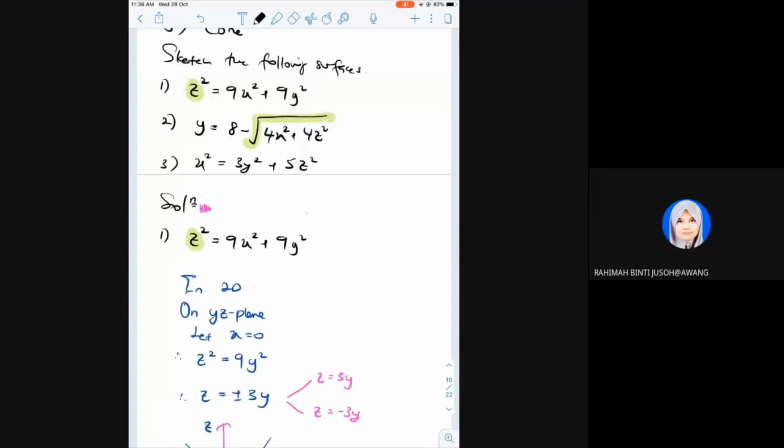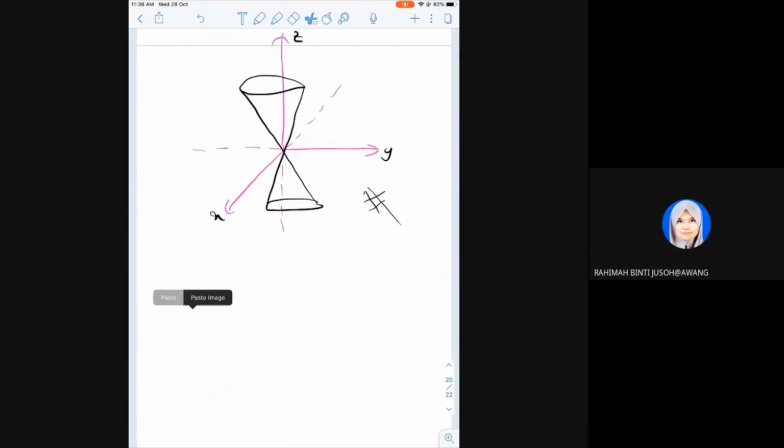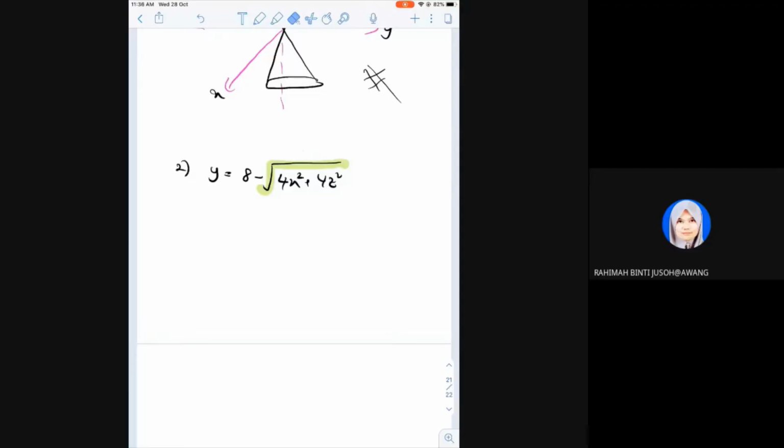So next, question number 2. How do we solve this question? Ada student saya tanya saya, WhatsApp saya semalam, cones. Macam mana nak sketch graph cone? Dia macam ni. Alright, again, let us sketch the graph in 2D. Kita nak dapatkan idea bentuk 2D dia macam mana. So you all nak apa ni? YZ ke YX?